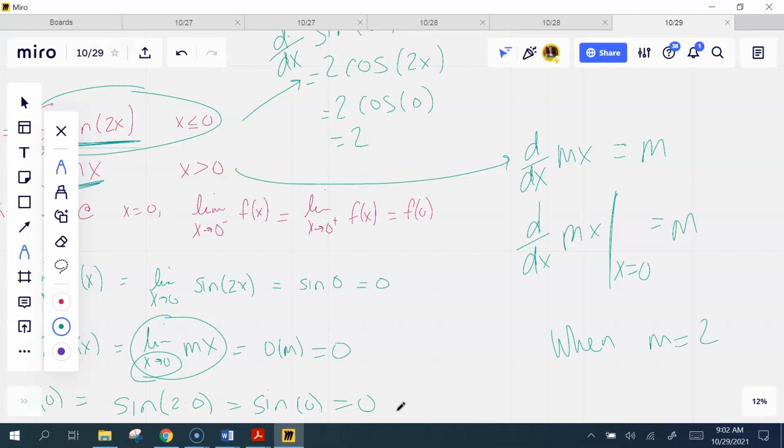Why is m 1? m is unknown, but it's a constant. So the derivative of mx is m. Because mx is a line, it's got a constant slope. So no matter where you go, the derivative is the same. It's always m.